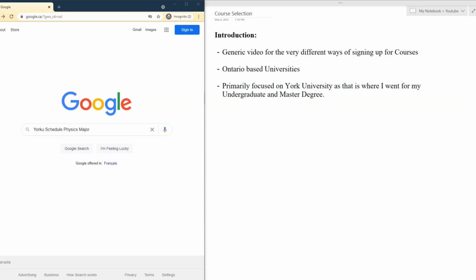Before we get started, we have to talk about what a course and a credit is at a university level. There are, again, different universities with different definitions for it, so it's important just to have that background information before we get started. So let's get into that.